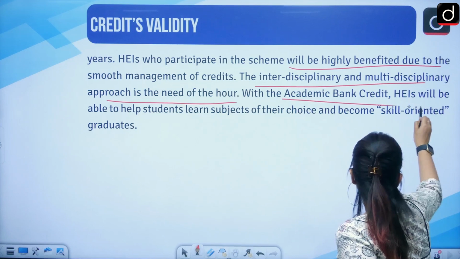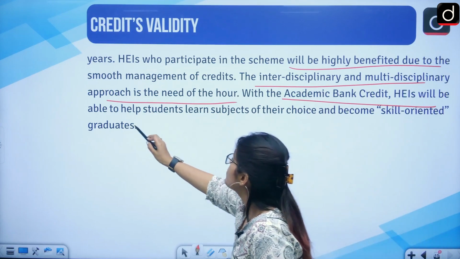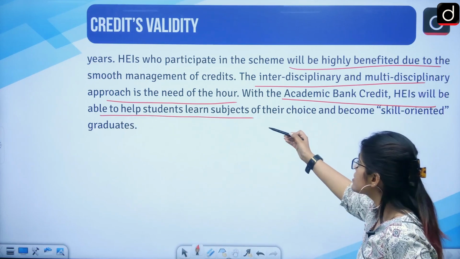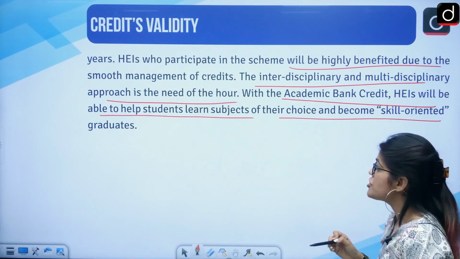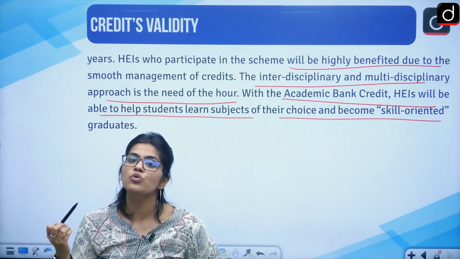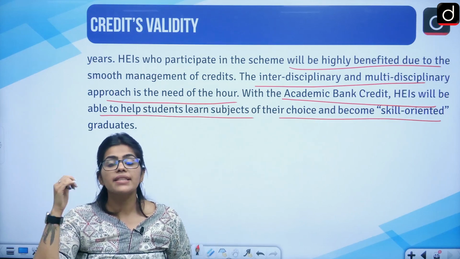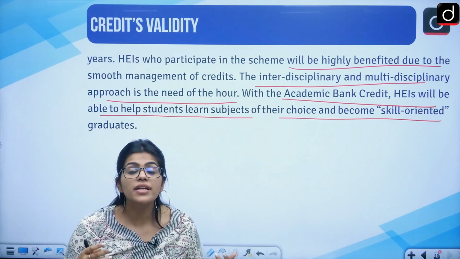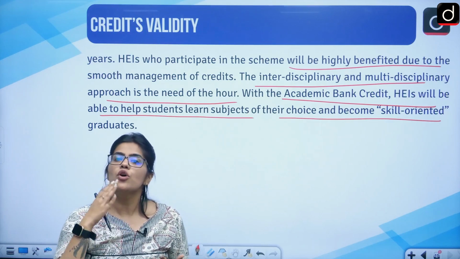With the Academic Bank of Credits, the higher education institutes will be able to help the students learn about subjects of their own choice and according to their own skill orientation. According to their own selves, they can choose their own courses. So they don't have to force themselves to stick to one course, but they can do multiple courses at a time. According to their own skills, they can choose their own courses.